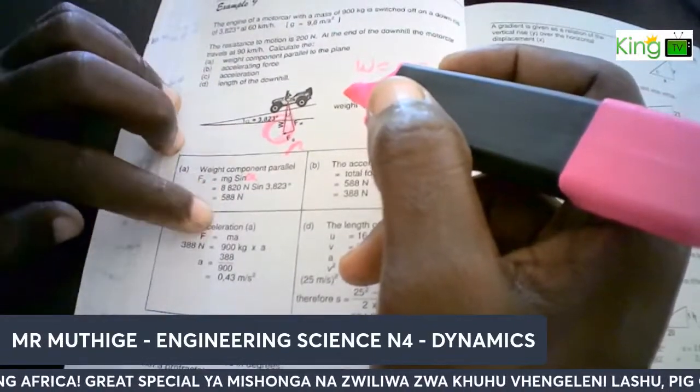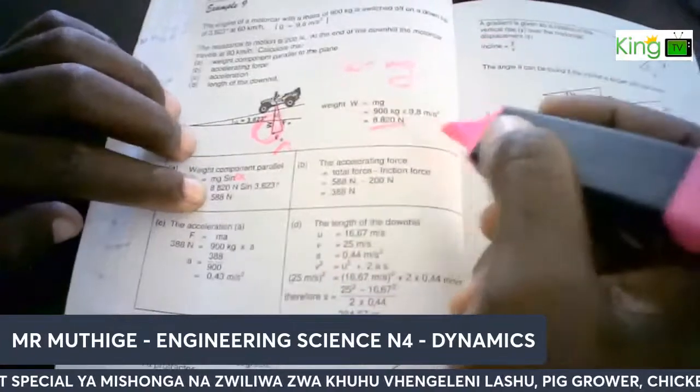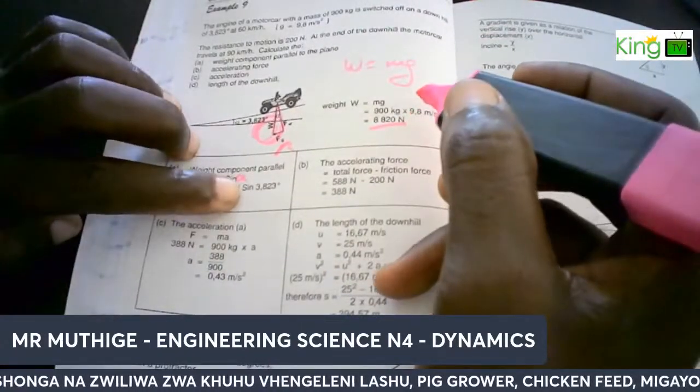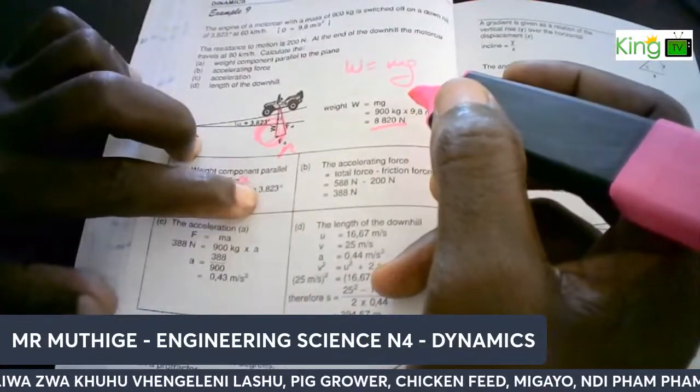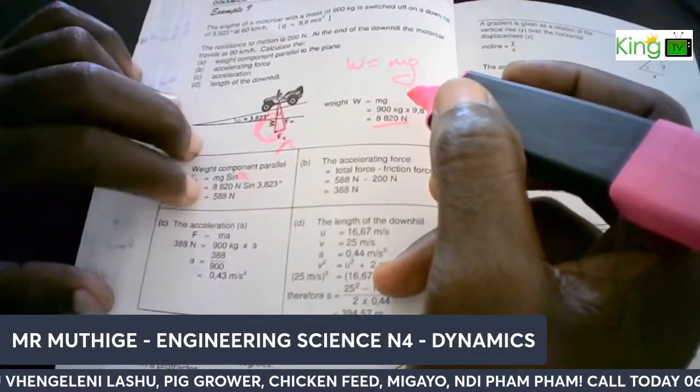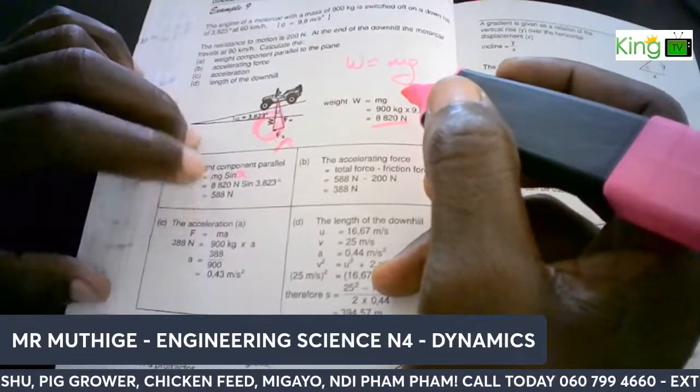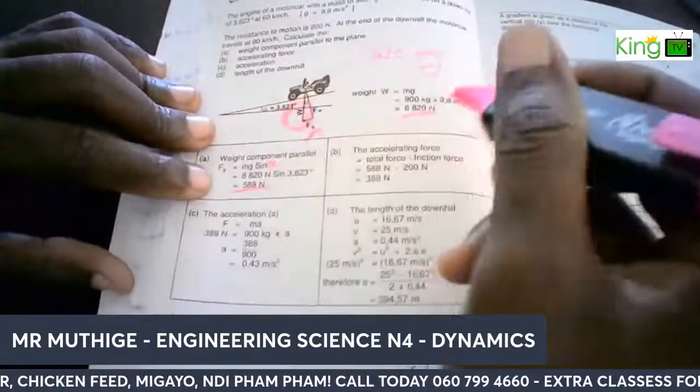Does it make sense? So the mg in that case is 8820, which is the one that we got here, multiplied by sine 3.823. You work those things out. 588 is your component that is parallel.